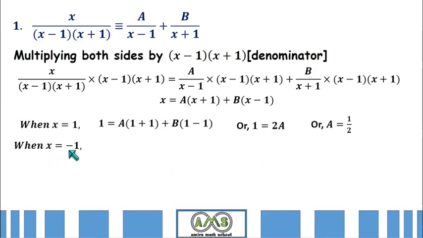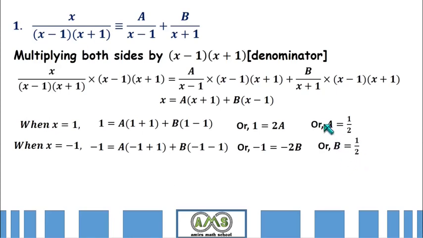Similarly, when x equal to minus 1, if we substitute this value x equal to minus 1 in this equation, we have minus 1 is equal to minus 1 plus 1 times a plus b times minus 1 minus 1. That is minus 1 equal to minus 2b or b equal to half. So we got the value of a and b. If we substitute the value of a and b in this equation, we can easily get the value of these partial fractions.